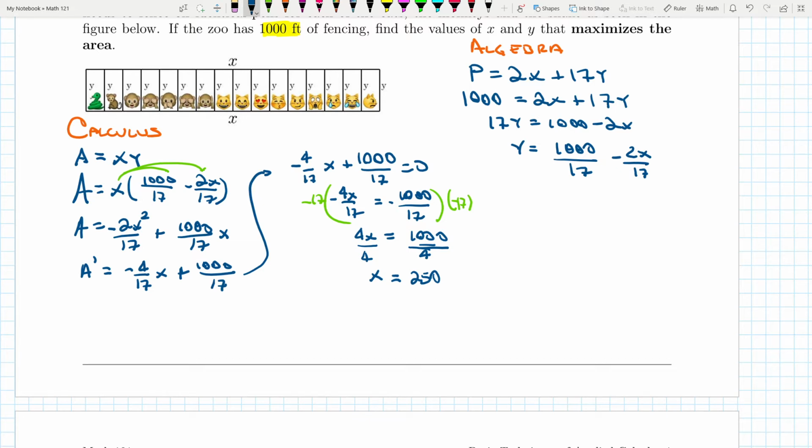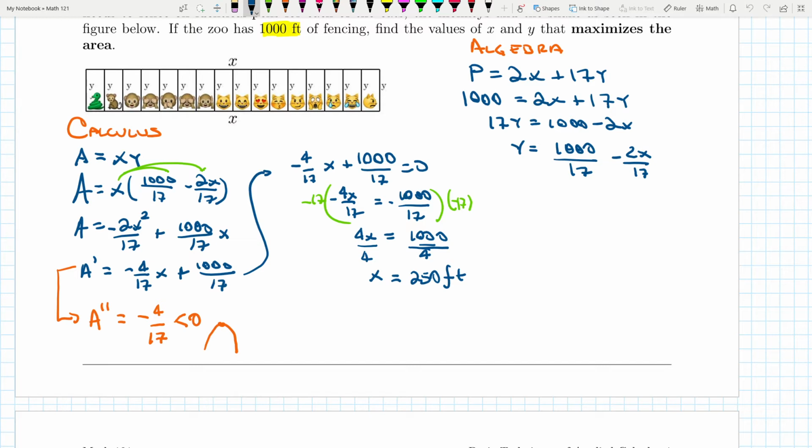So let's see what we're going to get. Is this really going to give us the maximum area? Well, let's find the second derivative to verify that. A double prime is going to give us negative 4 over 17. What does that mean? The second derivative is negative, which means we're going to have a concave down function at that value, which means that we have a maximum. Concave down means having a maximum, so this is looking good so far. Well, this is 250 feet.